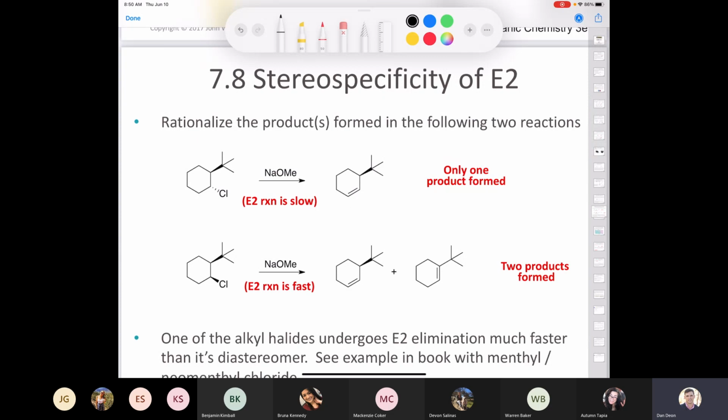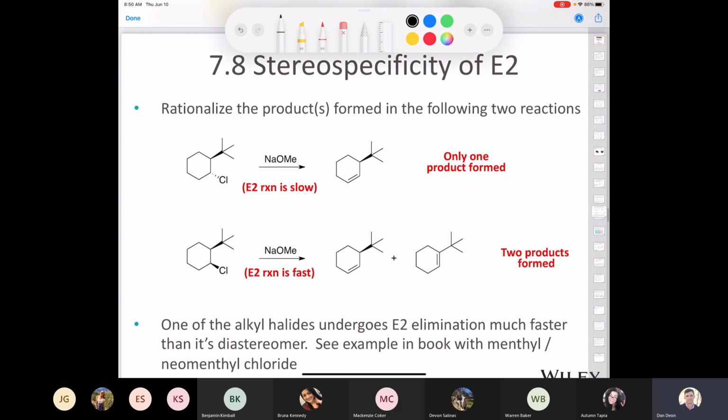It says here, rationalize the products formed in the following two reactions. So if we take this compound where the tert-butyl and the chlorine are trans to each other, and then this compound where the tert-butyl and the chlorine are cis to one another, if you see this one, it says the E2 reaction is slow and you only get one product, whereas for the second one, the E2 reaction is fast and you get two products. Now let's see if we can rationalize this.